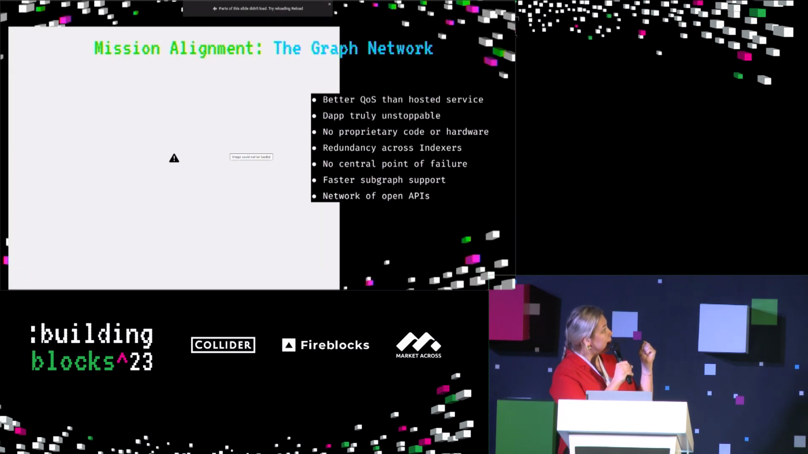There was a lovely image here about the graph. Mission alignment, so aligning our goals in the community around what it is that we're doing. Why is there a network and not just a hosted service?